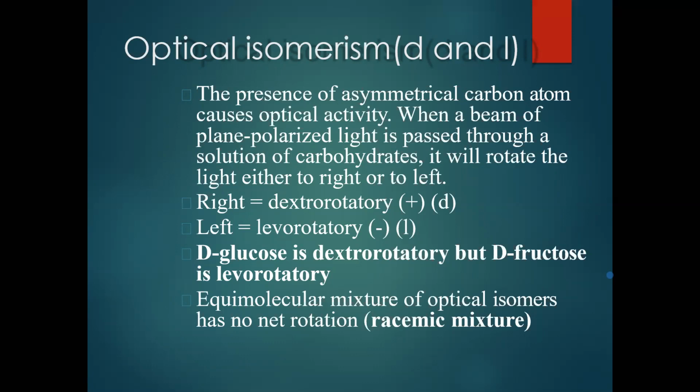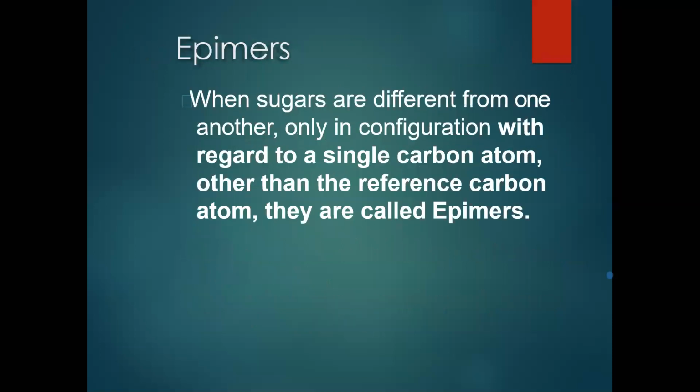We know that D-glucose is dextrorotatory, but we have to remember that D-fructose is levorotatory. An equimolar mixture, that is, an equal amount of D and L forms together, has no net rotation and is known as the racemic mixture. Next, what is an epimer? When sugars differ from one another only in configuration with regard to a single carbon atom other than the reference carbon atom, they are called epimers.